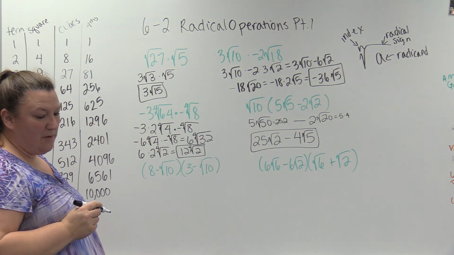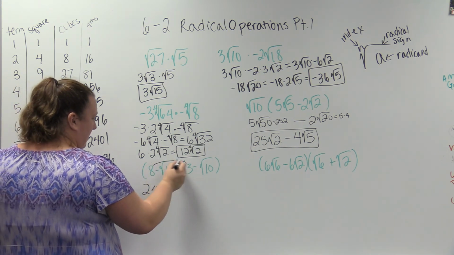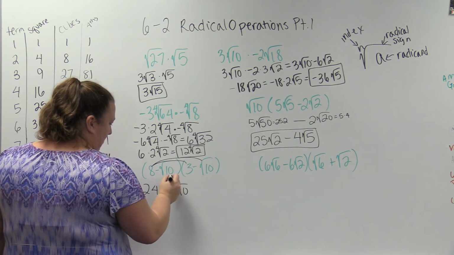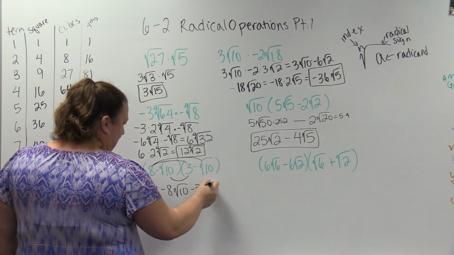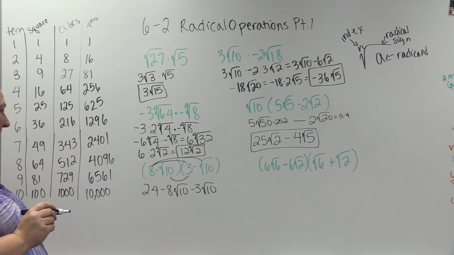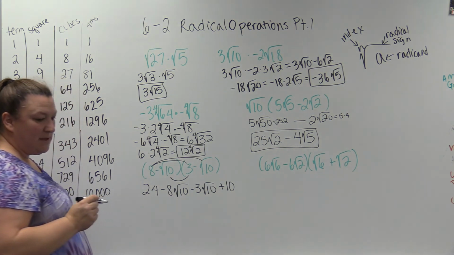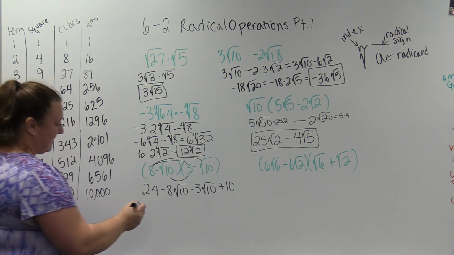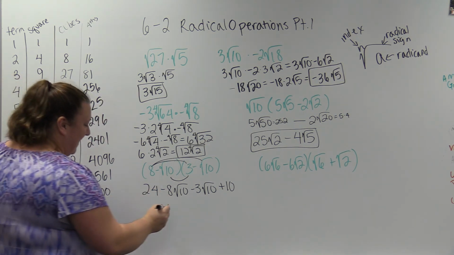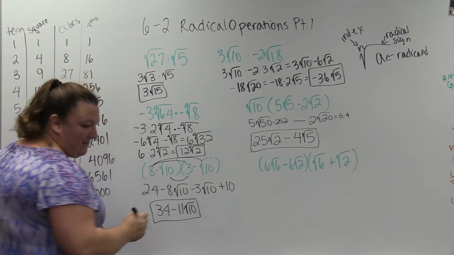Now we're going to fully distribute on the next two. So I get 24 minus 8 square roots of 10 minus 3 square roots of 10. And negative square roots of 10 times negative square roots of 10 is just positive 10. So when I combine like terms, 24 plus 10 is 34. And negative 8 square roots of 10 minus 3 square roots of 10 is negative 11 square roots of 10. And that is my final answer.